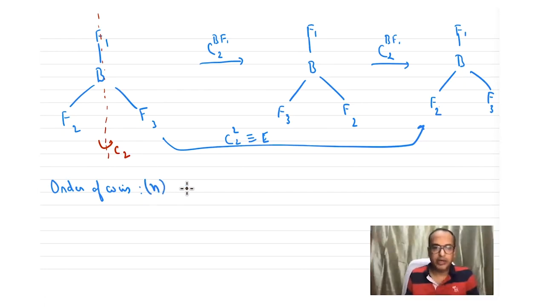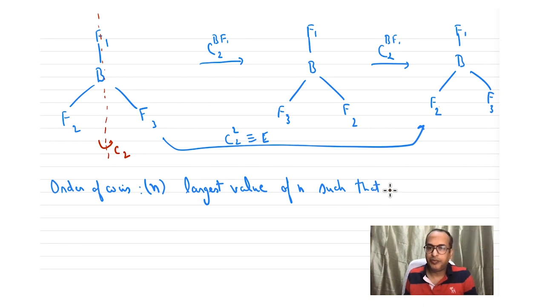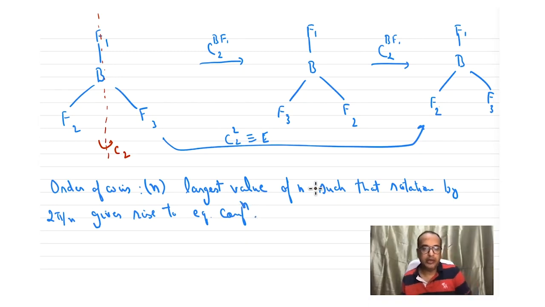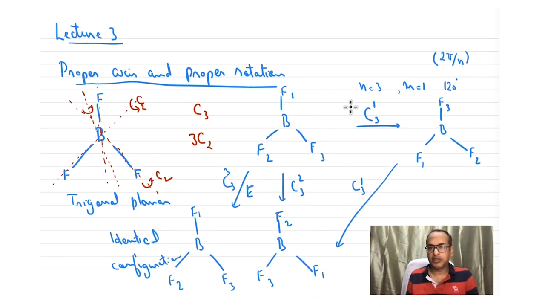N. So it's defined by N. So it's the largest rotation. So we can say, largest value of N such that rotation by 2π/N gives rise to equivalent configuration, right? So this is called the order of the axis. So for example, this is a proper axis with order 2. The previous one which we saw was a proper axis with order 3.